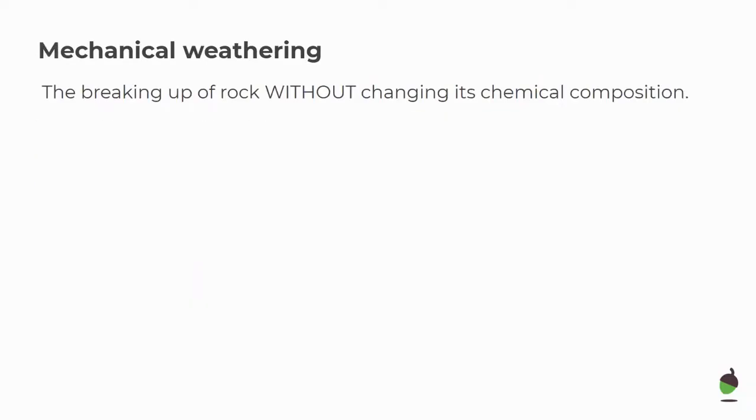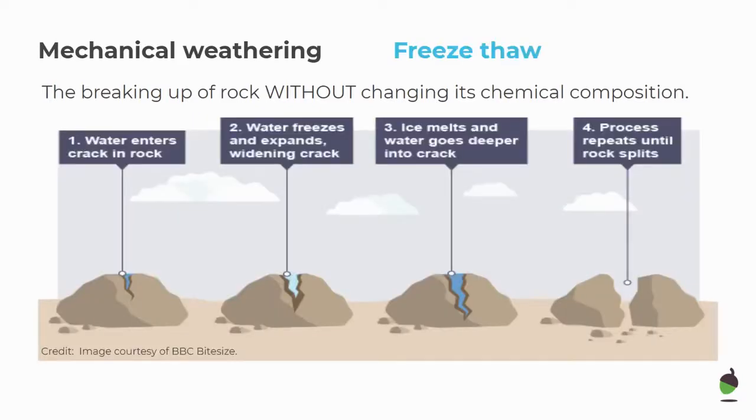Mechanical weathering is our second type. This involves the breaking up of rock without changing its chemical composition. Just pause a second and write that down for me on your piece of paper. We're going to look at one example of mechanical weathering, and that is freeze-thaw weathering.